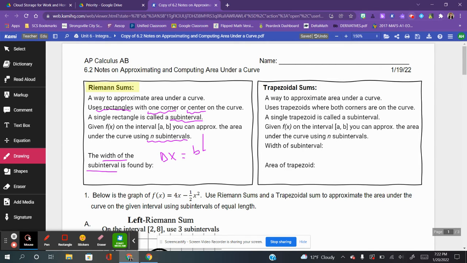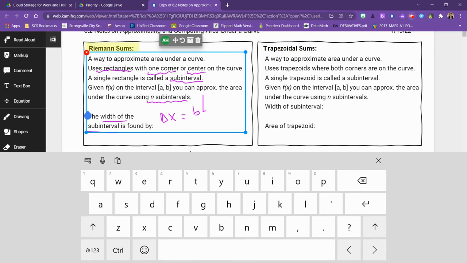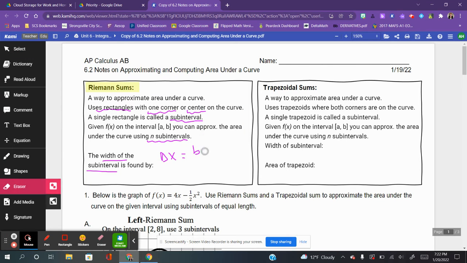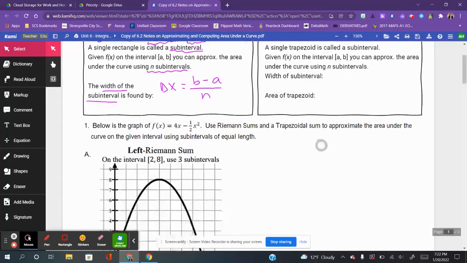In other words, I'm going to have b minus a, the distance between my x values, divided by n, the number of subintervals that I'm going to have. And so I'll show you how that works. I want to come back to trapezoidal sum. I just want to do a couple Riemann sum examples, okay?